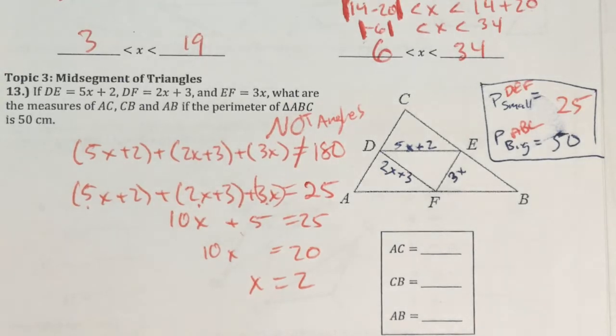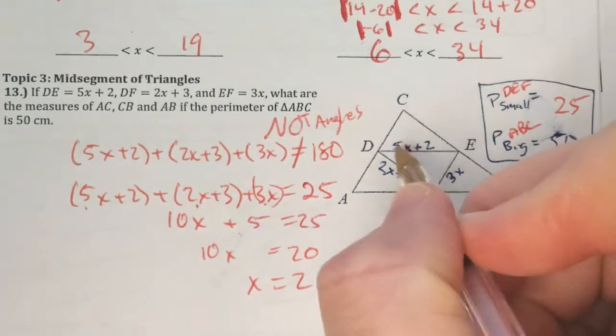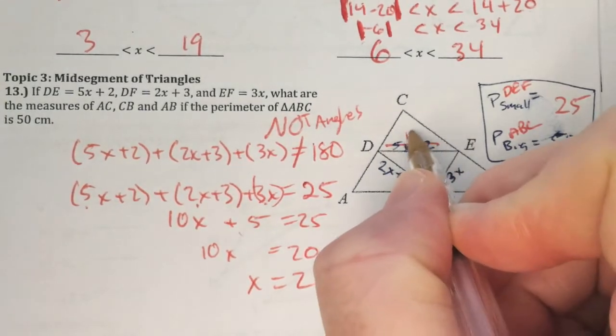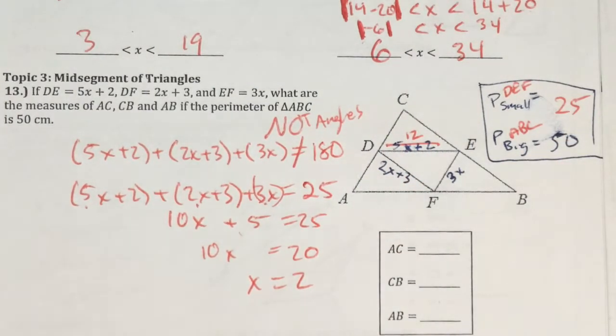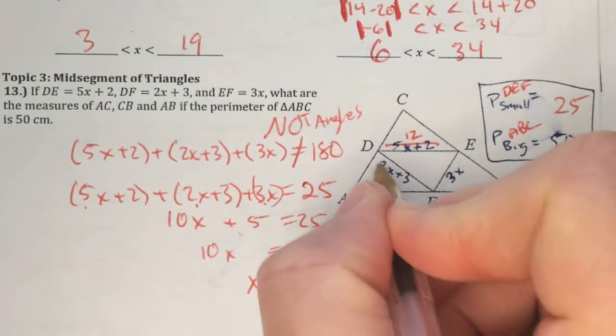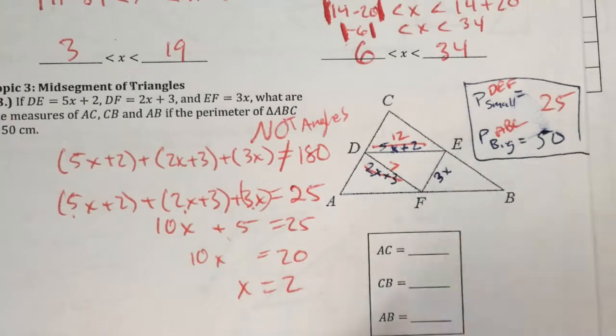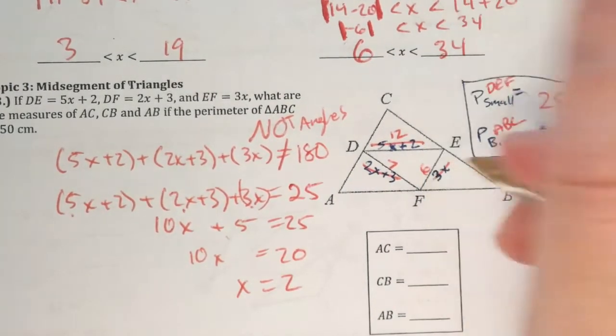So 5 times 2 plus 2. When I plug it in here, this will disappear, and now this will be a 12. Okay, 2 times 2 plus 3. This would disappear, and now that would be a 7. 3 times 2. This would disappear, and now this would be a 6.